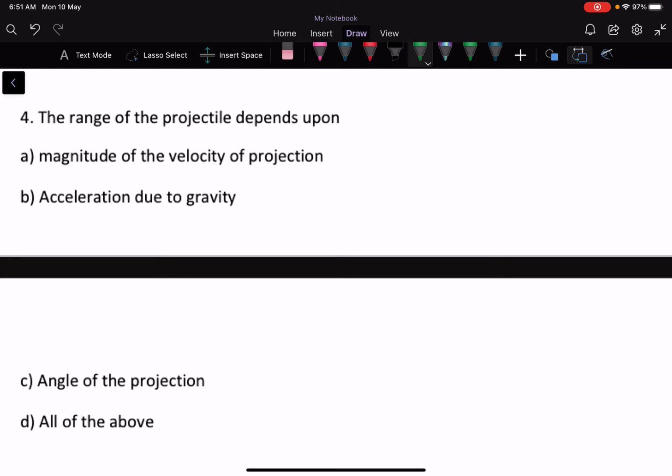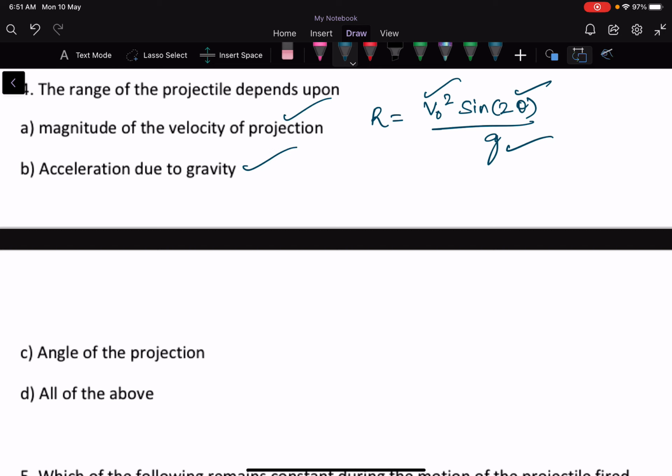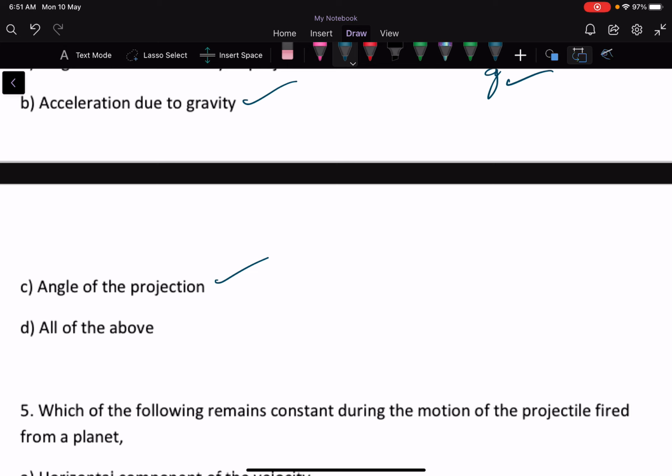Okay. Next, the range of the projectile depends on what? We know the range formula is R equal to v0 square sine 2 theta by g. It depends on velocity, on the angle of projection, and also on acceleration due to gravity. So the answer is all of the above.